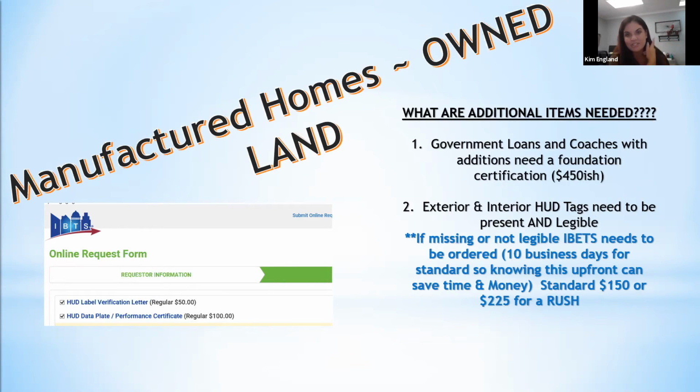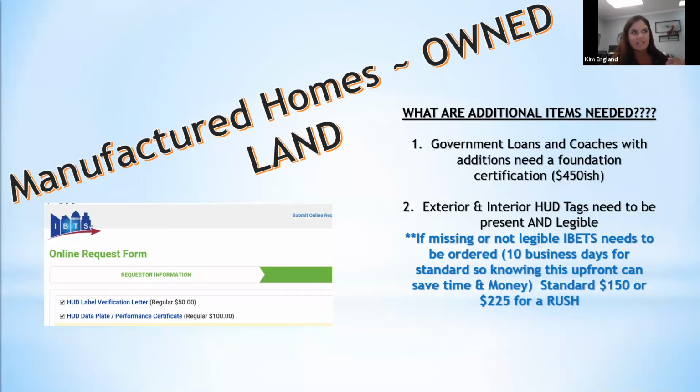And there's an interior tag. This one is just a piece of paper that most people tend to throw away. But if you have someone who has a manufactured home and you're listing it, it's important that they don't throw that away. It's an interior HUD tag. It's just a piece of paper, usually stapled to the inside of a cabinet door or in the laundry room.